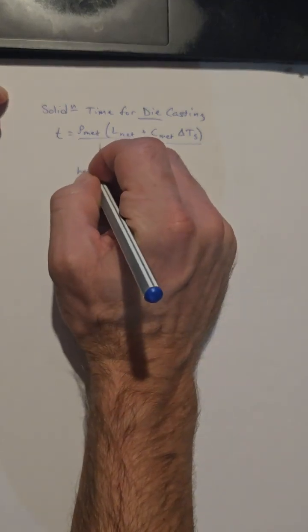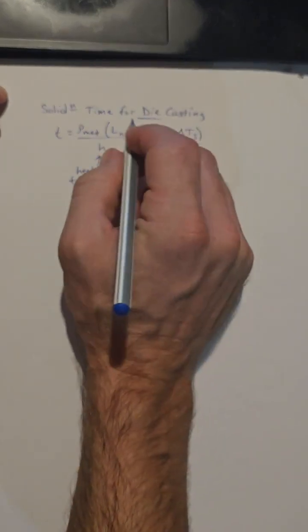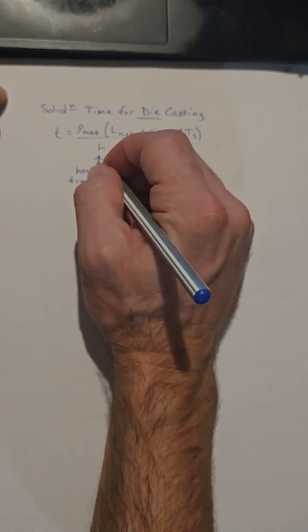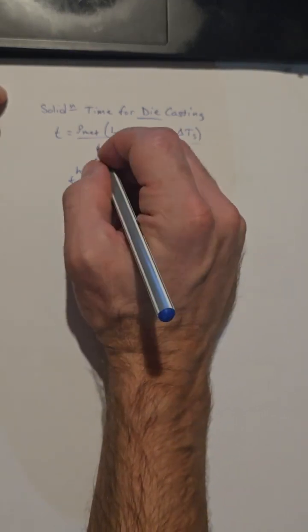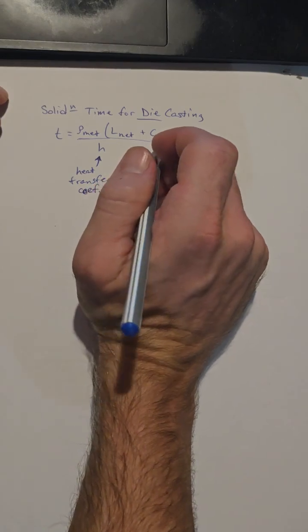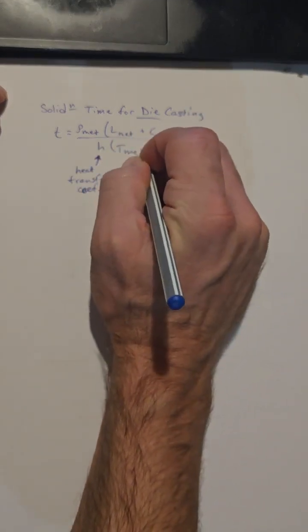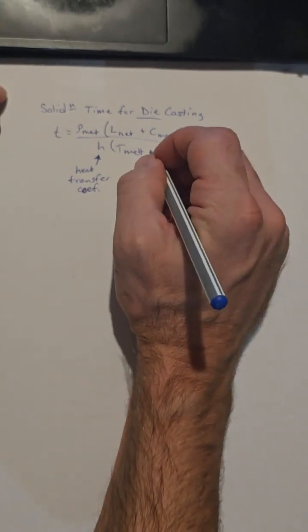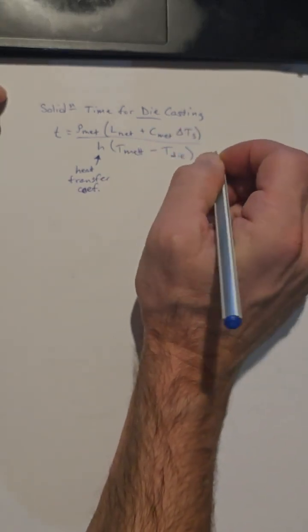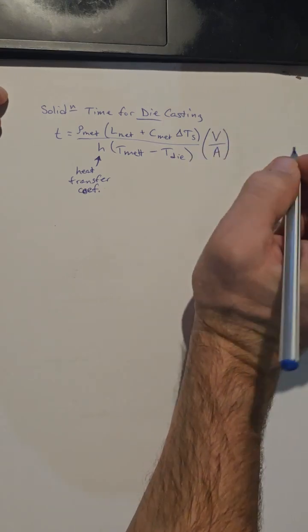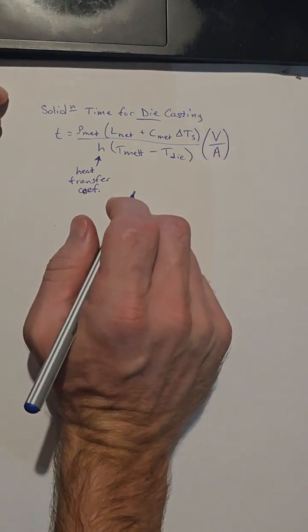So this is important. Heat transfer coefficient. For die casting, the heat transfer coefficient is what controls the flow of heat from the metal into the die for solidification, and it's much more rapid than in sand casting. And then the difference between the melting temperature and the die temperature is what drives that time reduction down, multiplied by the volume over area ratio.